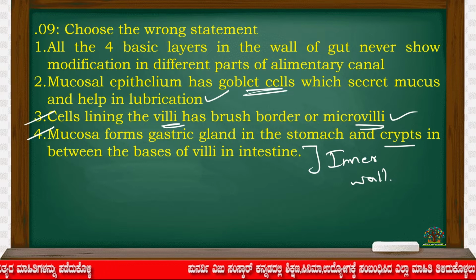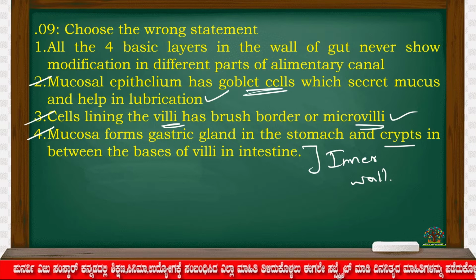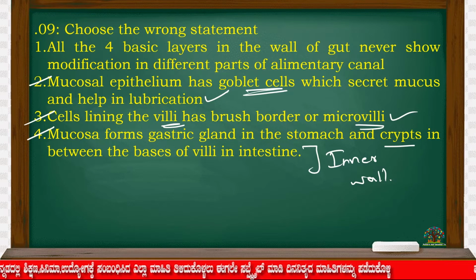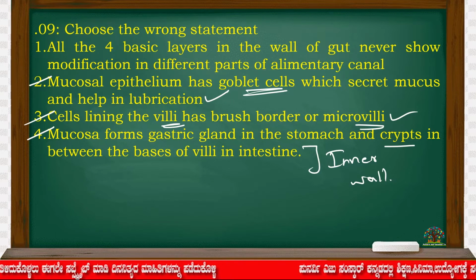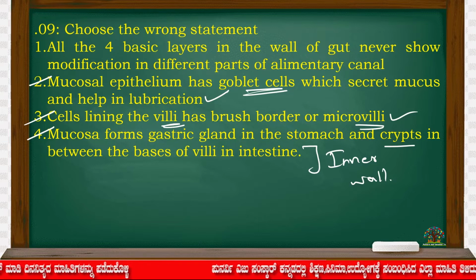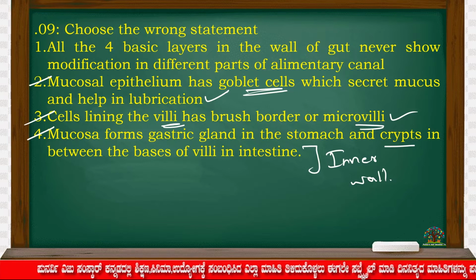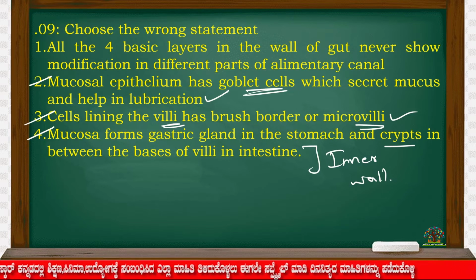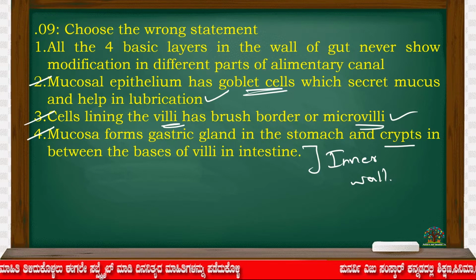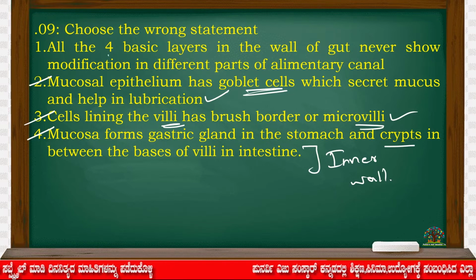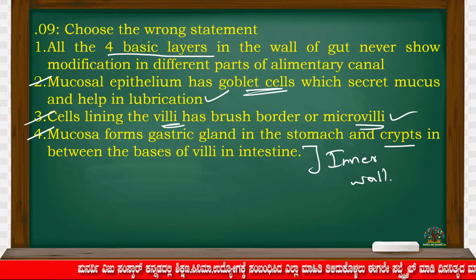These goblet cells can also be called defense cells or protective cells, which help the stomach avoid auto digestion. By the secretion of mucus, the mucus is deposited on the wall of the stomach, and this helps HCl not being in direct contact with the stomach. Therefore, it protects the inner wall of the stomach. Whereas the first option, which says all 4 basic layers in the wall of the gut never show any modification in different parts of alimentary canal.